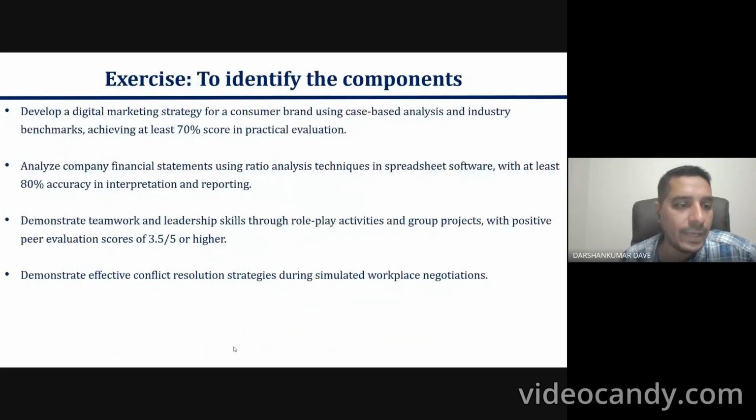Yes. So here you are given 4 outcome statements. These are course outcomes, and you are required to identify the components in each of these 4 outcome statements. Please take 5 minutes and just identify. Then one by one we will discuss. You have to identify all the 4 components.